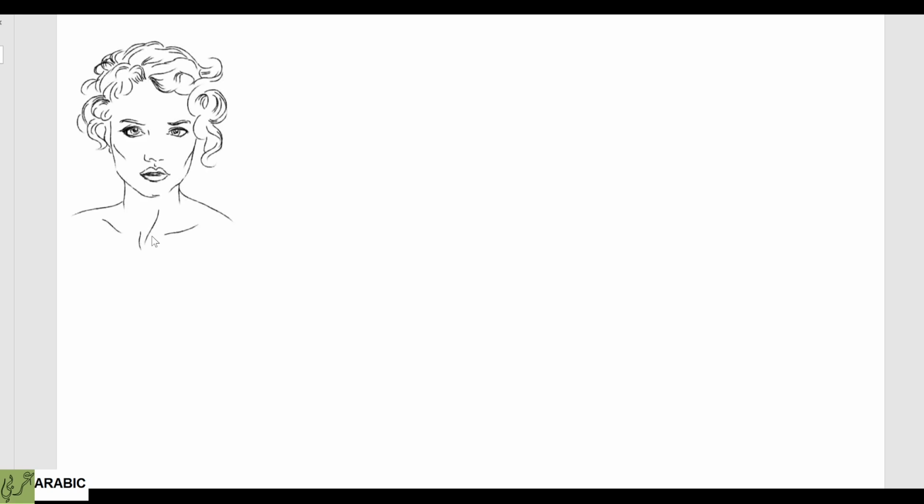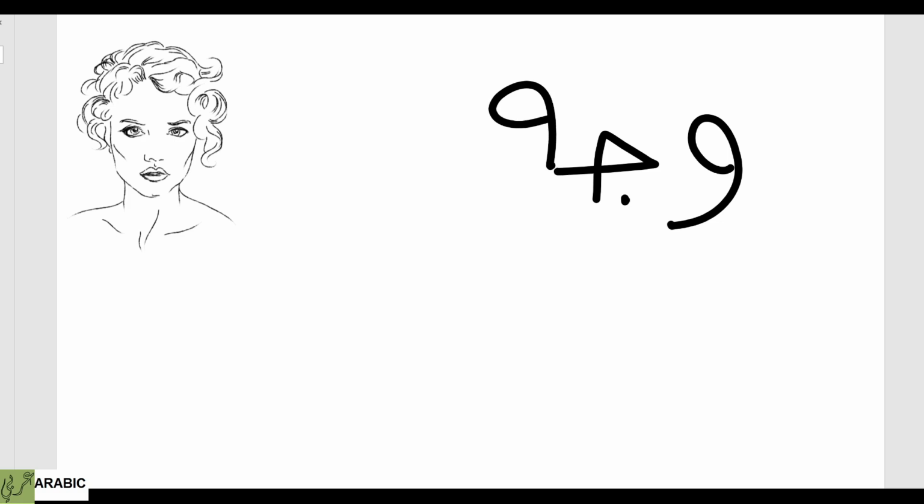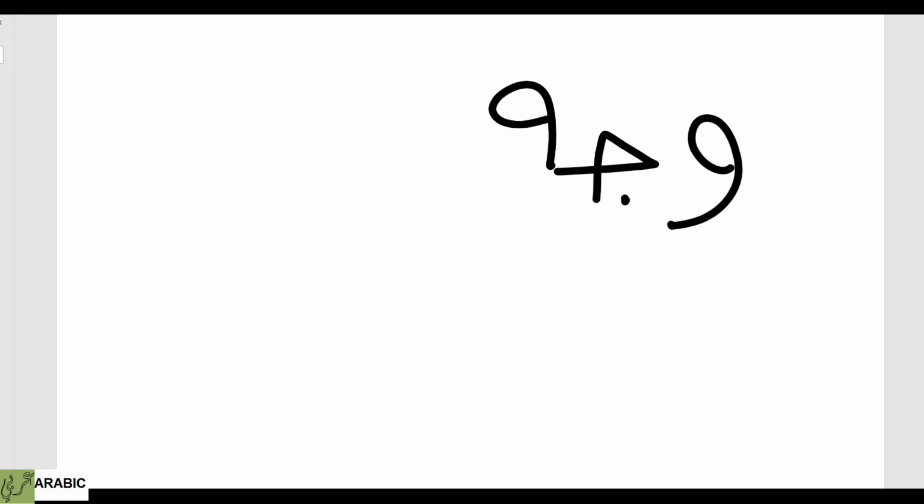Another word is the word wajh. Wajh means face, and it's three letters as well: waw, jim, and ha. Waw, jim with a dot, and ha. So this waw doesn't change its shape and it doesn't link to the jim. The jim is written this way, at the beginning of the word because it doesn't link to the waw, and then it's followed by the last letter, which is ha.